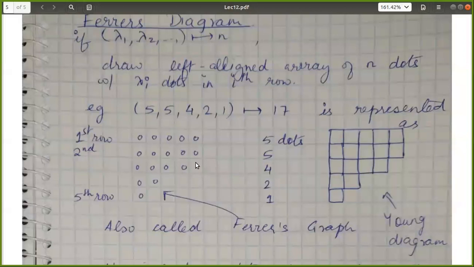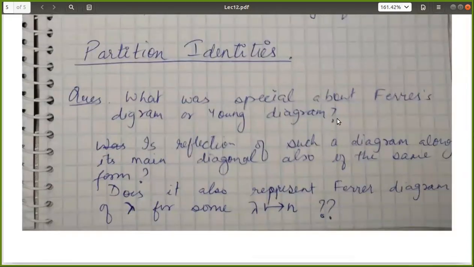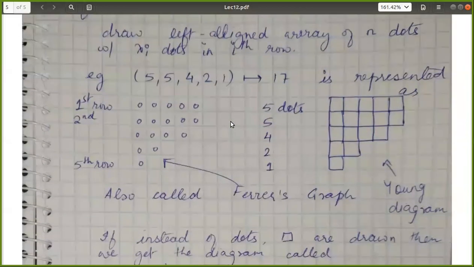So the question which I have listed here: what was special about Ferrers diagram or Young's diagram? They were of course left aligned, and hence if you take a reflection about the main diagonal, it is also of the same form. Does it also represent the Ferrers diagram of lambda for some other partition lambda? Yes, we have already seen this. So for instance, if this is the particular example we take, it would have corresponded to 5, 4, 3, 3, 2, right?